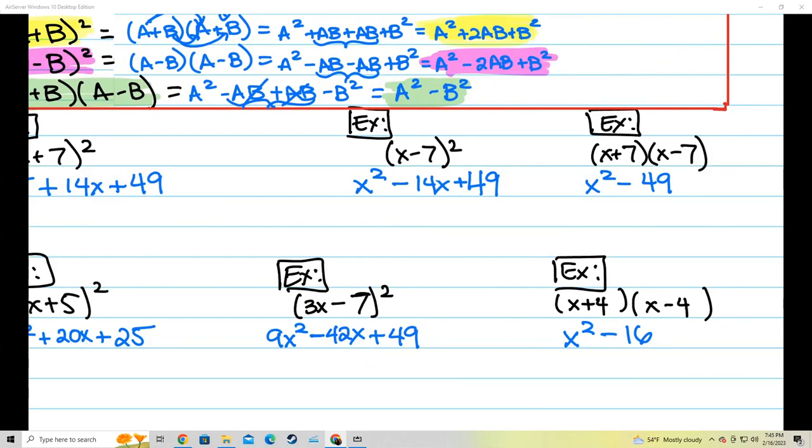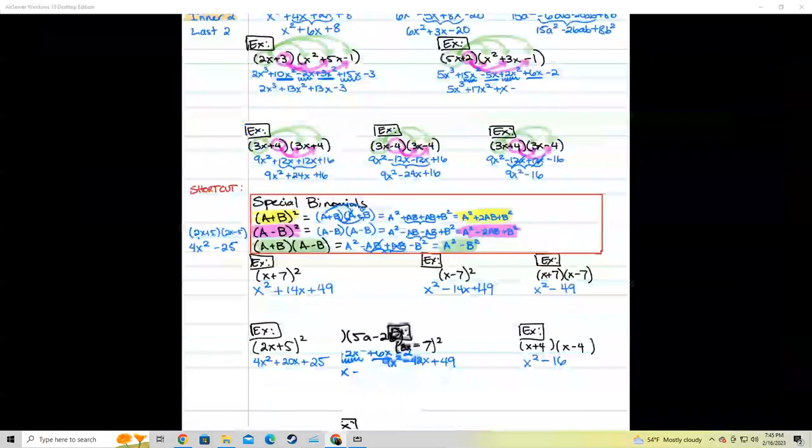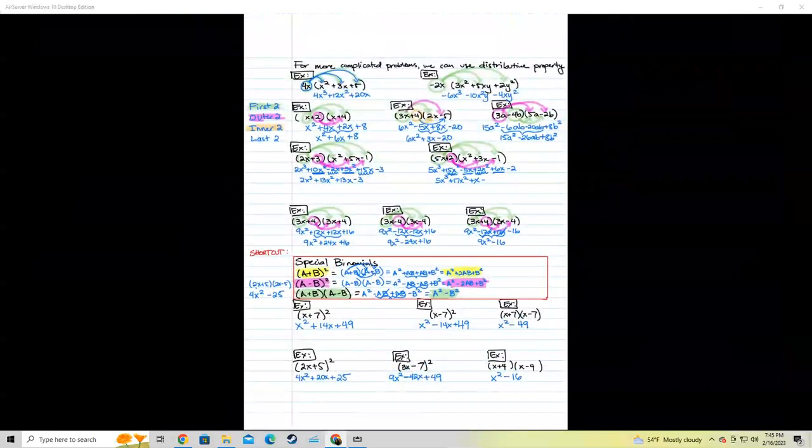All right, hopefully those shortcuts made sense. That's the end of the notes for today. If you have any questions, as always, feel free to ask.